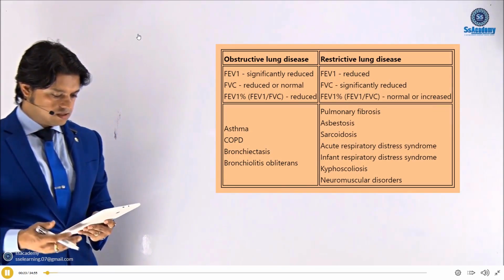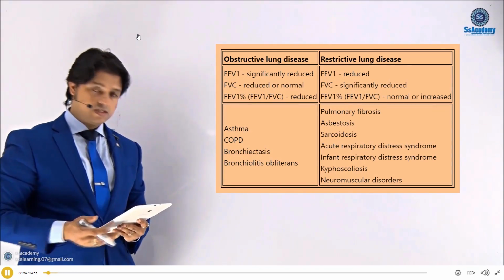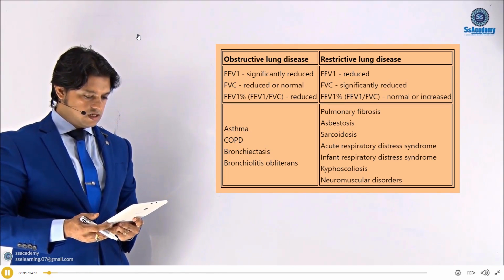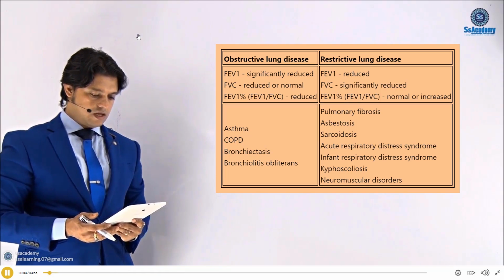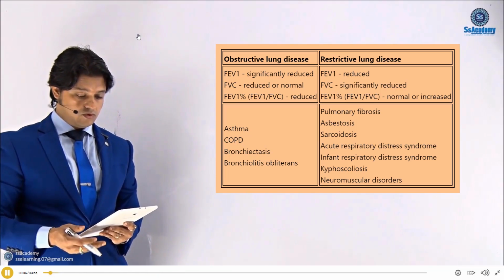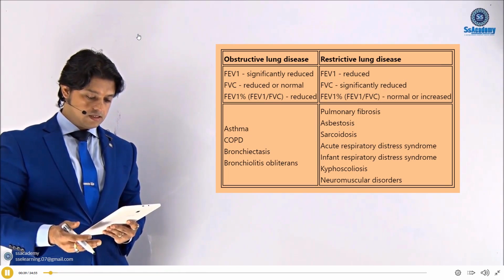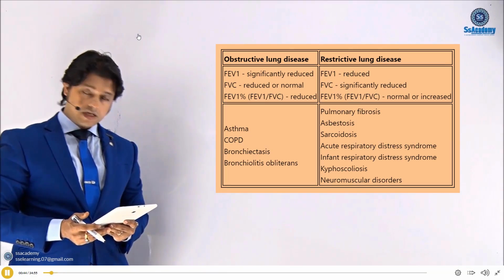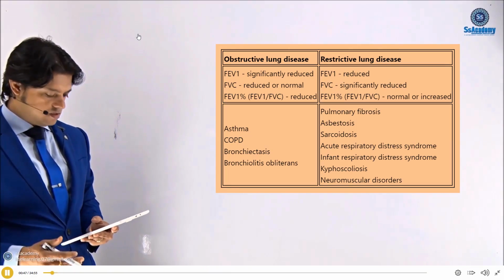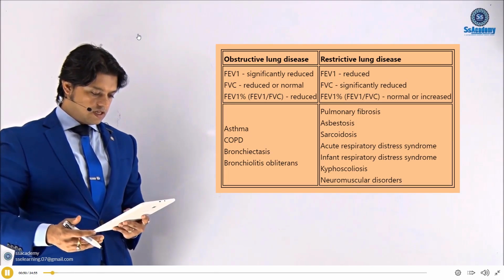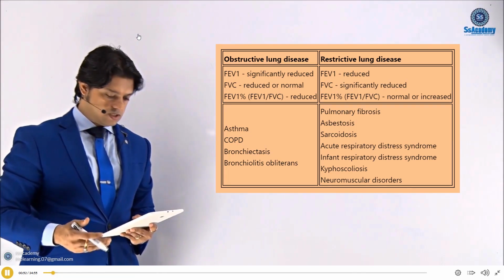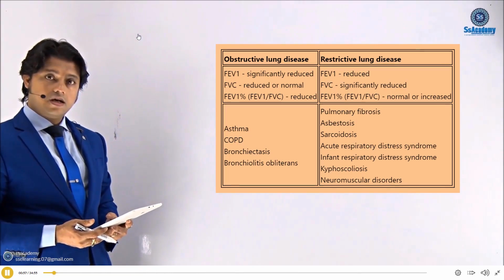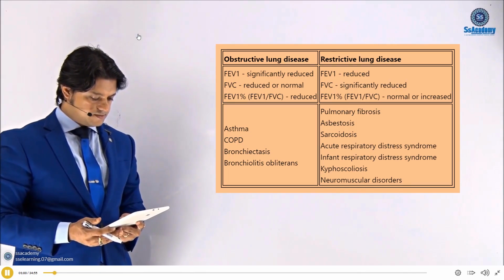In obstructive lung disease, FEV1 is significantly reduced, and in restrictive lung disease, FEV1 is reduced. In obstructive lung disease, FVC is reduced or normal, and in restrictive lung disease, FVC is significantly reduced. So in obstructive lung disease, the FEV1 percentage, the FEV1/FVC ratio, is reduced, while in restrictive lung disease, the FEV1/FVC ratio is normal or increased.